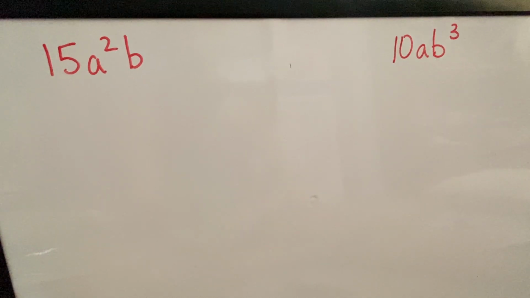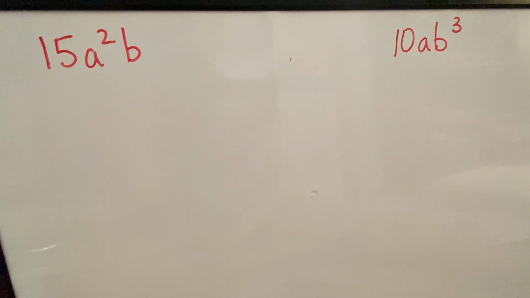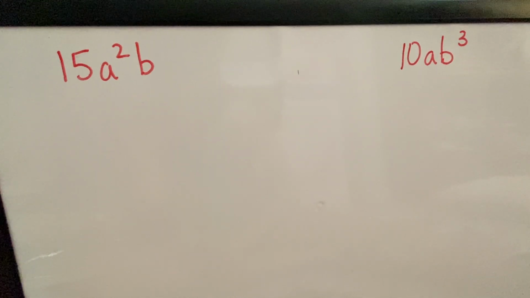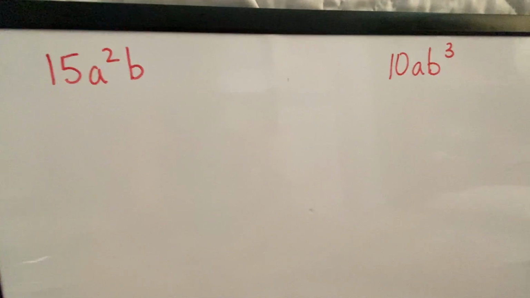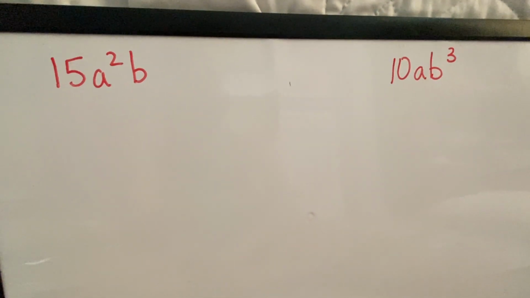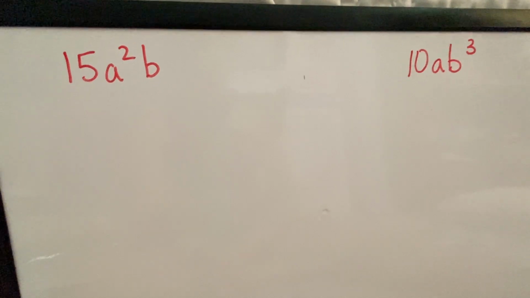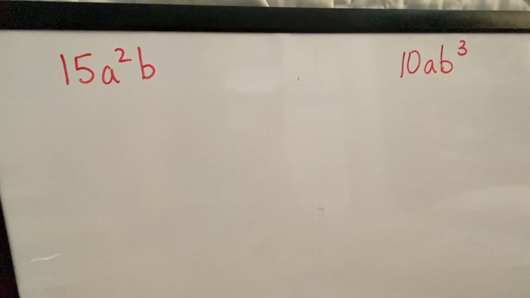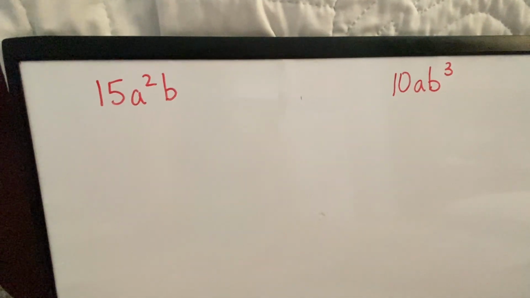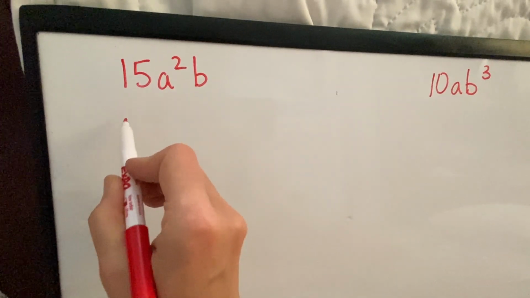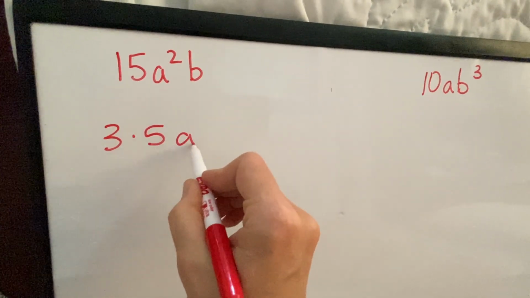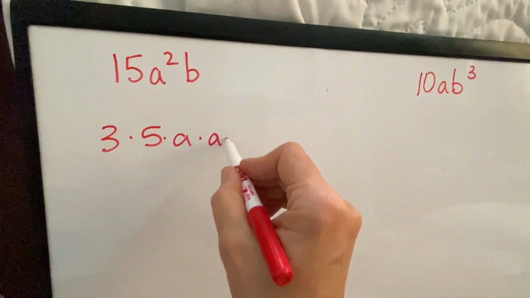Okay, so you can also do this, find the least common multiple in these algebraic expressions. This is example 43.4 from your book on page 173. Okay, so we've got 15a squared b and we've got 10ab cubed. We need to do the prime factorization, so this would be 3 and 5, right? And then we've got a times b.